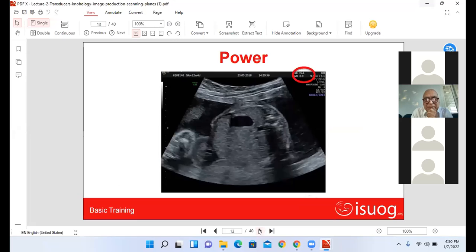Now here is, as I said, the mechanical index and the thermal index, which is, I mean, mandatory for the manufacturers to put on the screen. It is displayed here, and it will always warn us about the bio effects. Next slide, please.